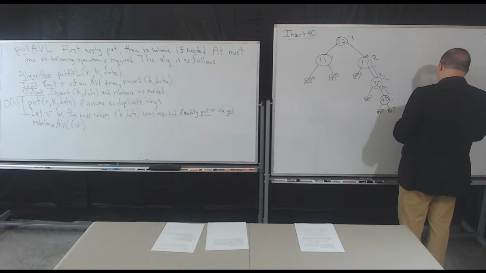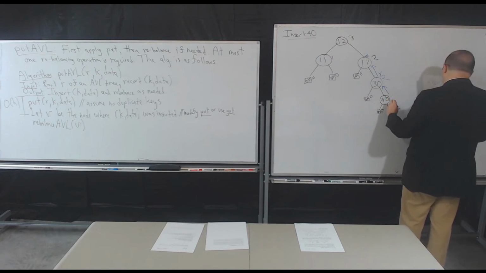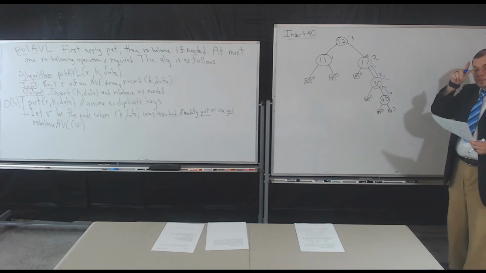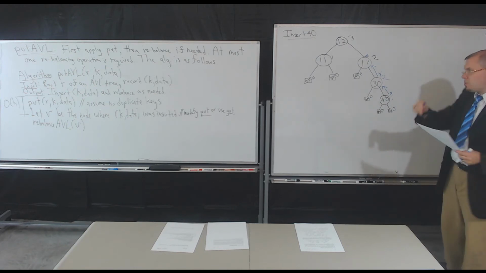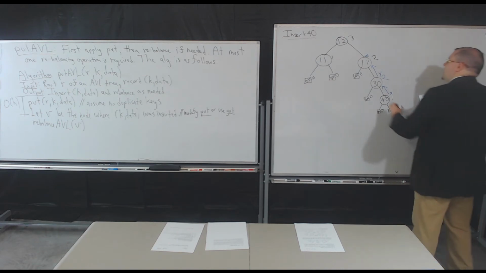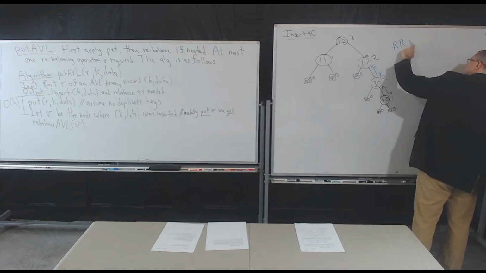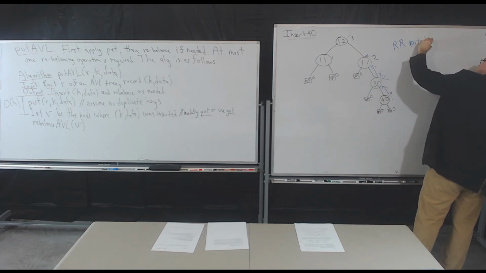This is Y. Remember, this is the taller of the two children. And what's the taller of these two children? It's just the one with 40, right? So Z, Y, and X. It goes right, then right. That means you're going to use what kind of rotation? An RR rotation. So we're going to apply an RR rotation.